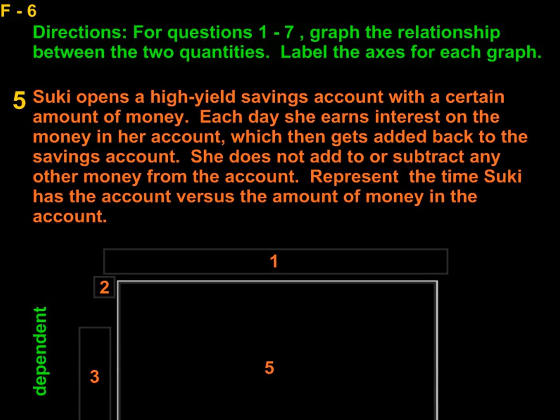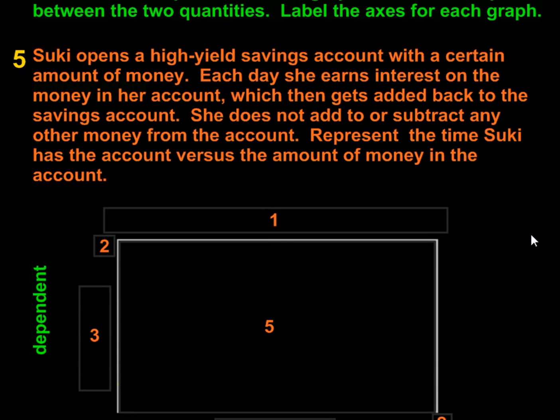Now let's take a look at question number 5. Question number 5 states that Suki opens a high-yield savings account with a certain amount of money. Each day she earns interest on the money in her account, which then gets added back to the savings account. She does not add to or subtract any other money from the account. Represent the time Suki has the account versus the amount of money in the account.